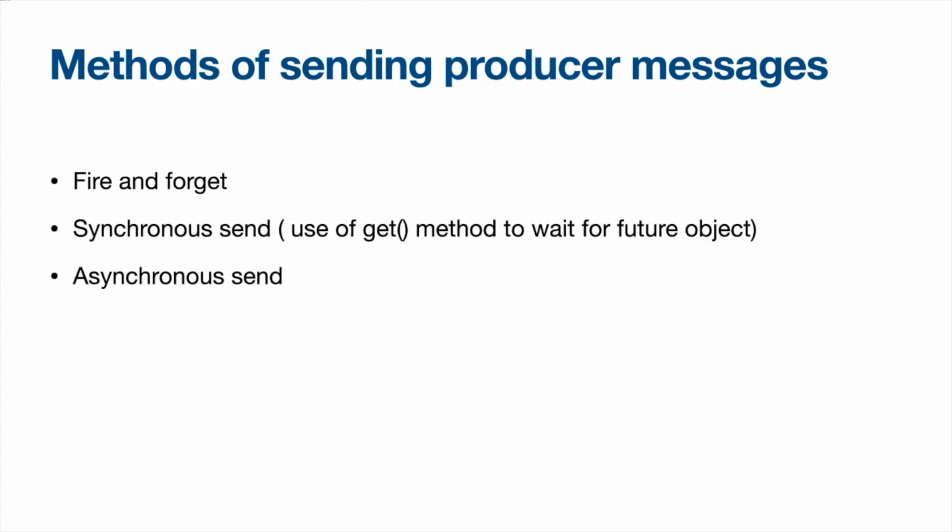Synchronous send: in synchronous send, your producer client will send producer messages to the Kafka topic. Then it will call the get method to wait for the future object, that is the metadata or acknowledgement, to be received from your Kafka broker. Synchronous send is not recommended because Kafka is primarily used in asynchronous mode, both for producer and consumer.